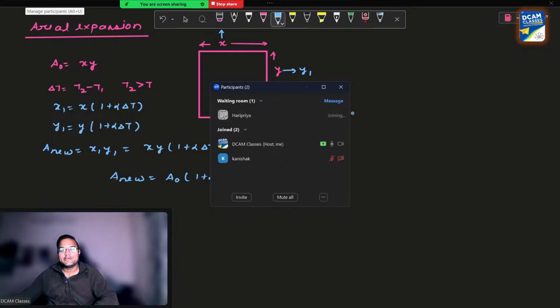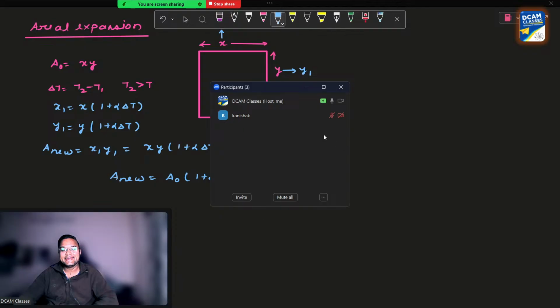Haripriya, what are you doing? What is Haripriya doing? Haripriya, what are you doing? You are going and coming.